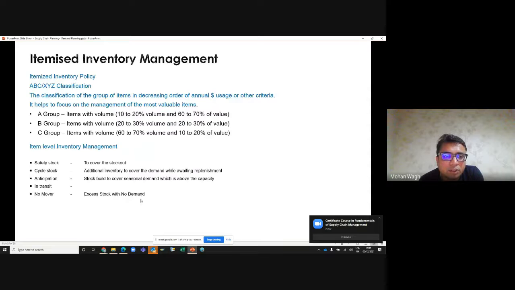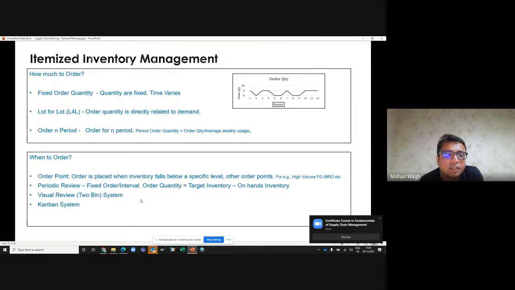I think we talked about this classification. Now let's look at what are the different techniques used in itemized inventory management. So the first technique is fixed order quantity.